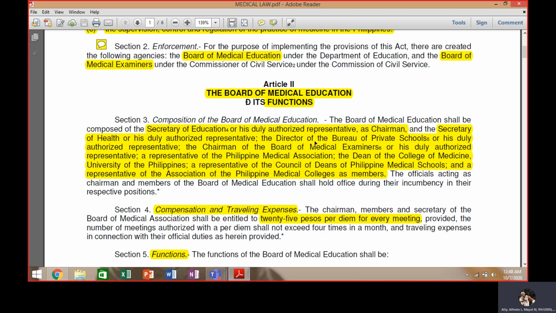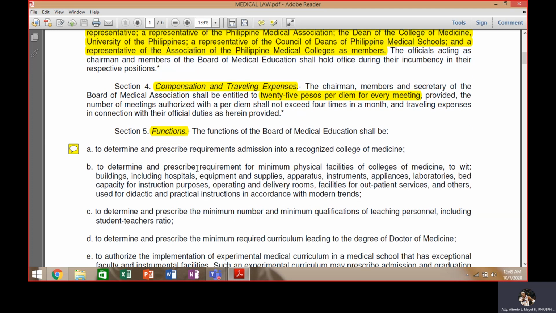Next, the chairman of the Board of Medical Examiners, now the PRC, or his duly authorized representatives. Next, a representative of the Philippine Medical Association or PMA. This is the organization of the Philippine medical doctors. Next is the Dean of the College of Medicine of the University of the Philippines or a representative of the Council of Deans of the Philippine Medical Schools and a representative of the Association of the Philippine Medical Colleges as members. So the officials acting as chairman and members of the Board of Medical Education shall hold office during their incumbency in their respective position.